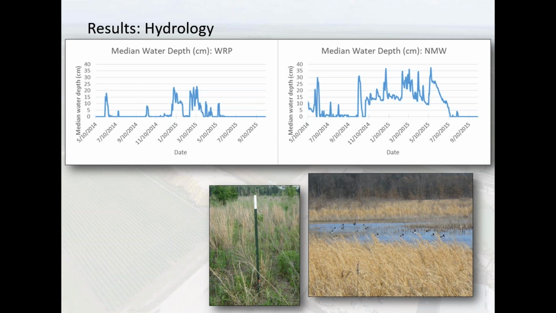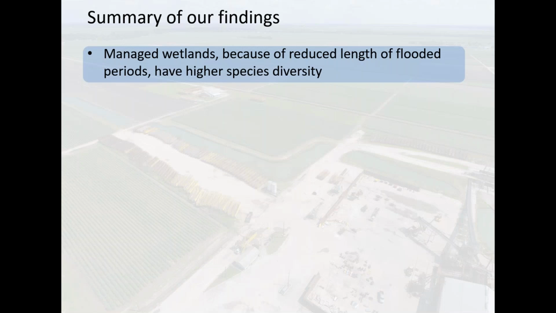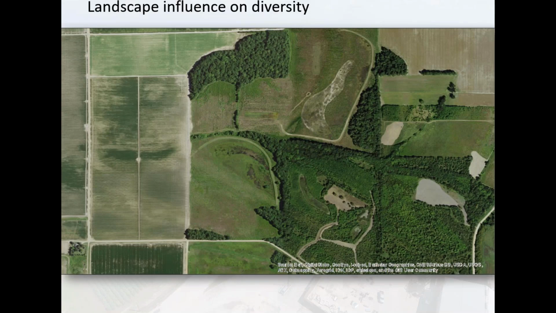Now, looking at our wetlands as a whole on the landscape, we see that this trend continues. So again, on our y-axis, you see the median water depth over all of our non-managed wetlands and all of our WRP wetlands, or our restored wetlands. And the date is along the x-axis. And what you can see, again, reflected here is that our restored wetlands in general have less water on them for a shorter amount of time. So this really can affect the plants that can live in these sites. So we see that managed wetlands, because of the reduced length of flood periods, have a higher species diversity, and that these systems are hydrologically different, which thus impacts the plant species present.